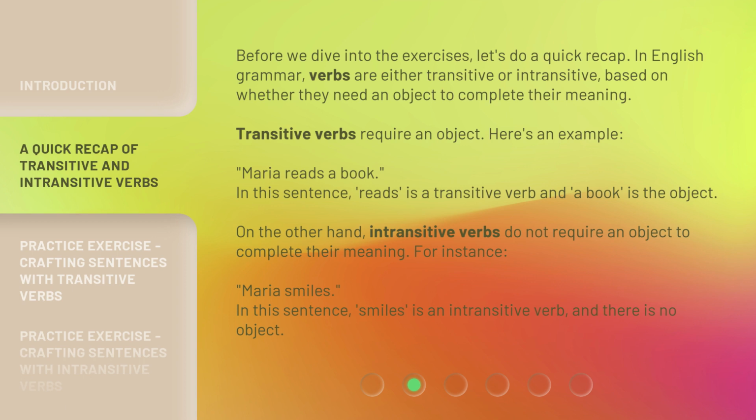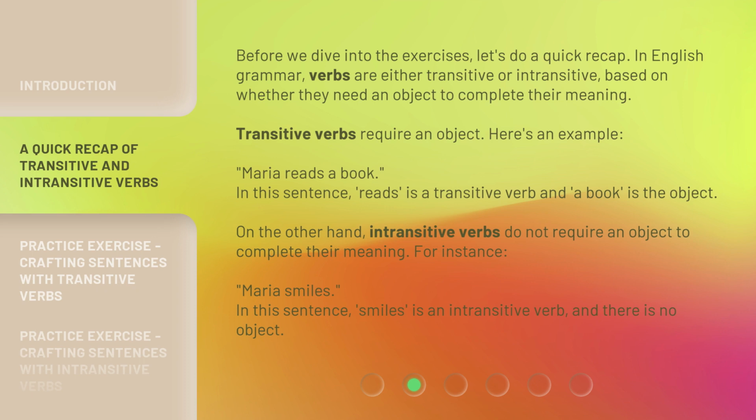Before we dive into the exercises, let's do a quick recap. In English grammar, verbs are either transitive or intransitive, based on whether they need an object to complete their meaning. Transitive verbs require an object. Here's an example. Maria reads a book. In this sentence, reads is a transitive verb and a book is the object.